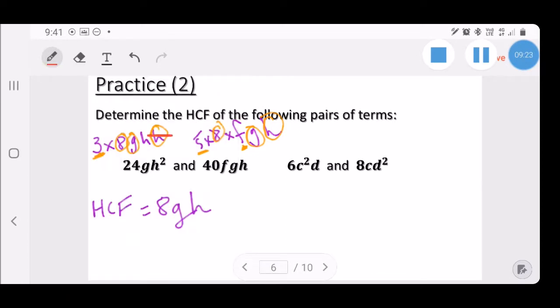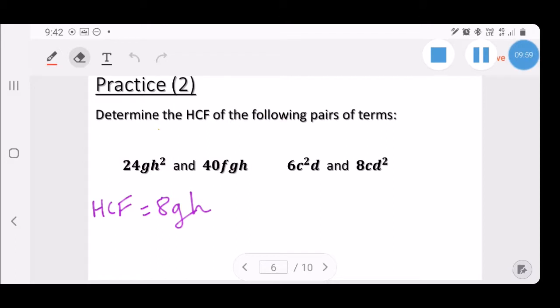Now we have something remaining. We have a second h. So why didn't I put h squared as part of the highest common factor? Well, it's because when we're trying to figure out the highest common factor, we're identifying things that are common in both this term and this term. They only shared one h in common, and that leftover one here just gets left out of the picture. So 8gh.